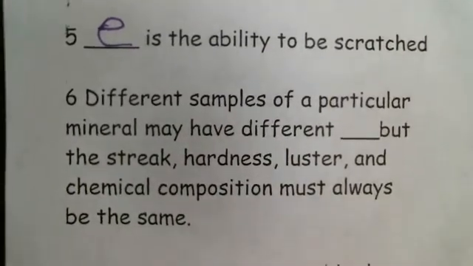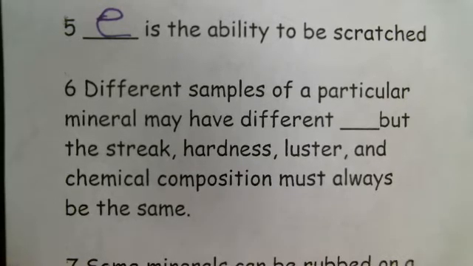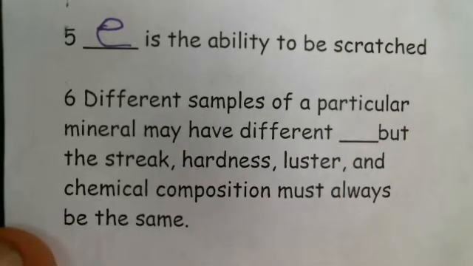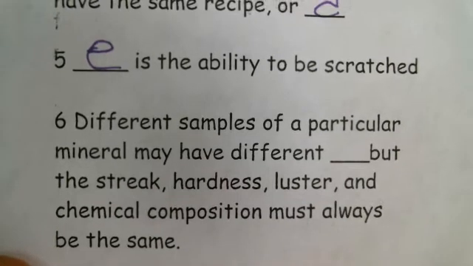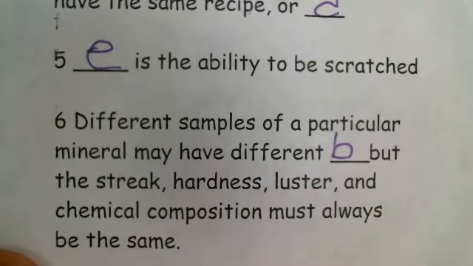Number 6. Different samples of a particular mineral may have different blank, but the streak, hardness, luster, and chemical composition must always be the same. So in our little activity yesterday, we had, let's see here, what was it? It was fluorite, and different samples of fluorite were slightly different colors, B. Some were more green than others. Some had a lot more white to them than others. But they were all fluorite samples.